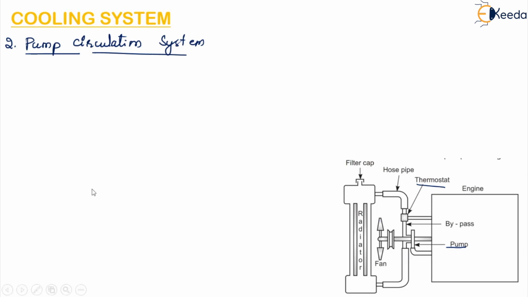In the thermosyphon cooling system we had seen that there was no pump and the coolant was just flowing inside the system by natural convection, and that is why the cooling process was very slow. That is why they made a modification and used a pump for circulating the coolant into the system.